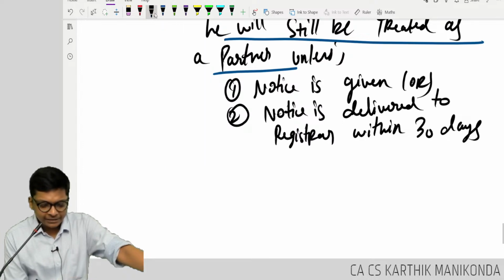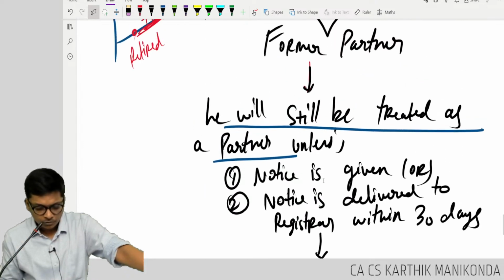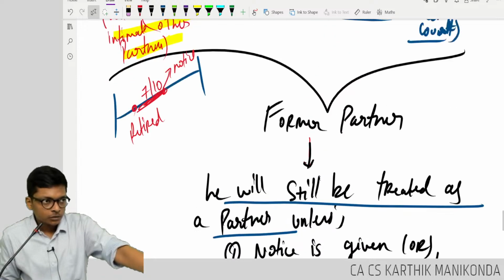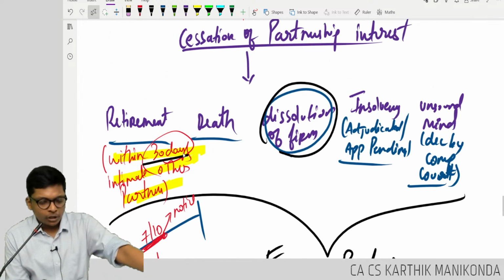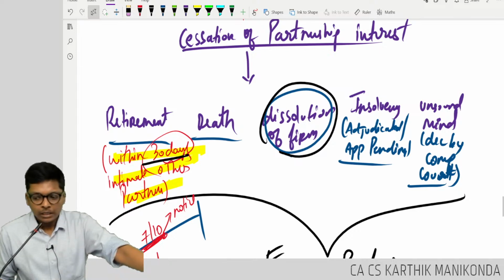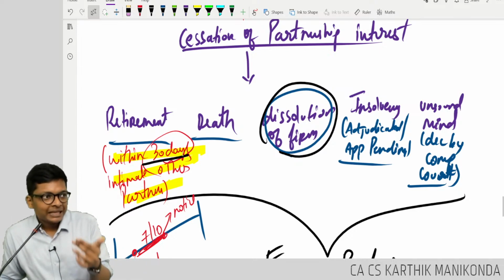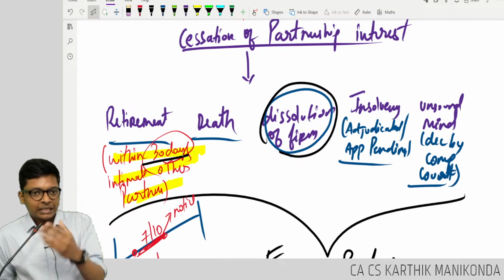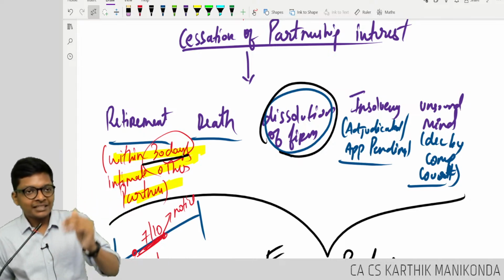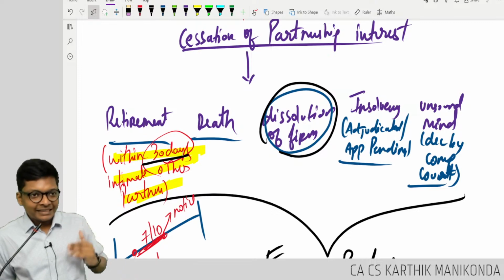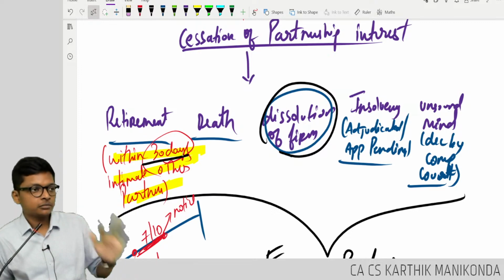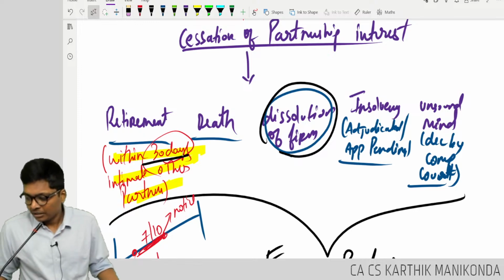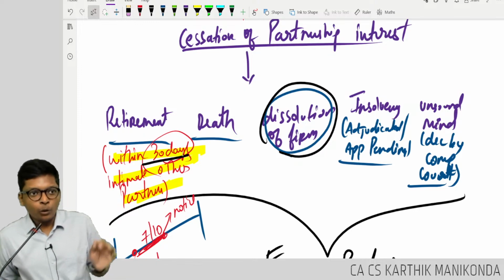Whatever I am telling now, you already know. Yes, doubt? Within 30 days of what? Within 30 days of retiring. Inform others within 30 days of retiring. See, I am retiring today. You are all my partners. I will retire today and give you a notice within the next 30 days. When I retire is my choice, not your choice. Your choice is to get to know about it. Clear, guys? Somebody is asking online, sir, what about unsound mind? How will he give notice?